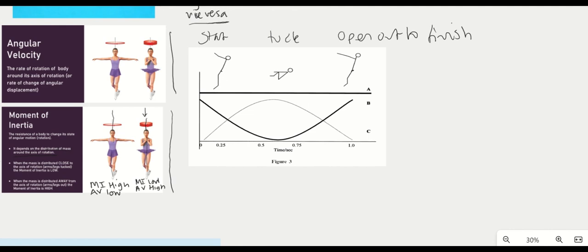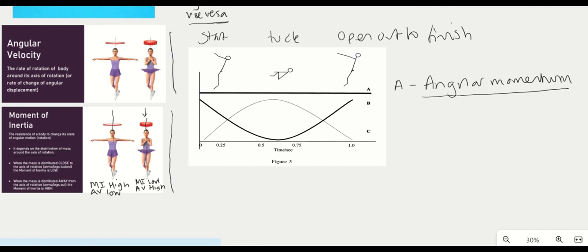So if we have a look at A, because it stays the same all the way through the turn, that one is obviously going to be angular momentum. So angular momentum stays the same because air resistance is negligible. Angular momentum is conserved, doesn't change, it stays the same. Once we've given ourselves a torque, a turning force, angular momentum remains constant. That's why it's a straight line.